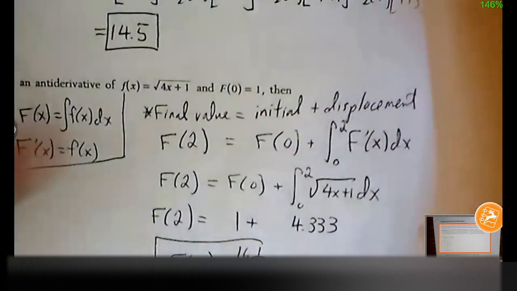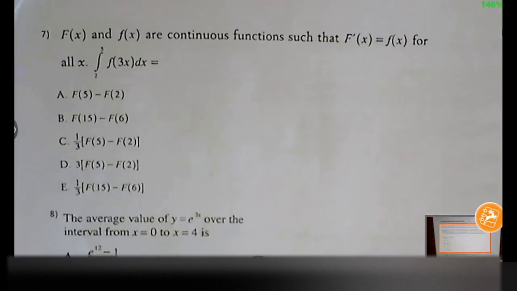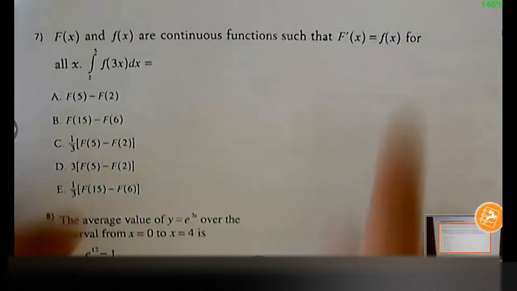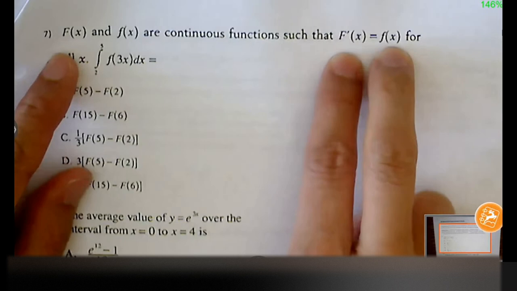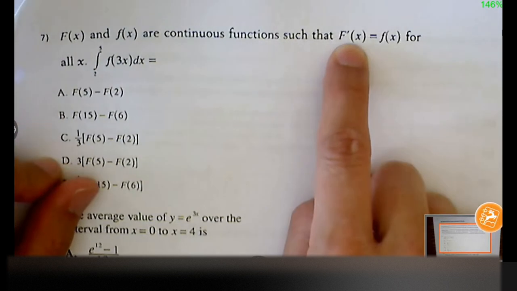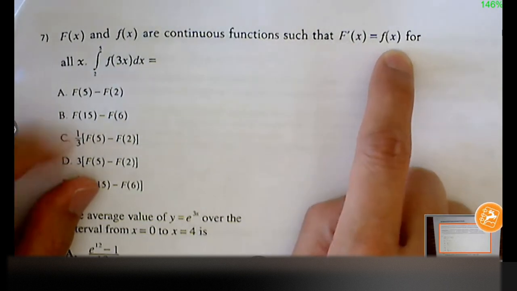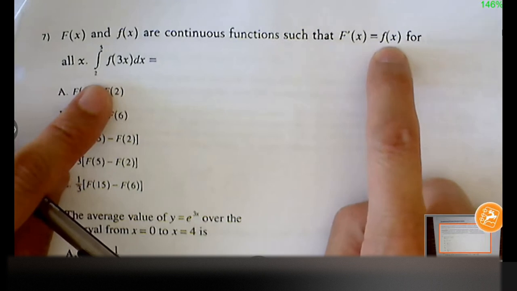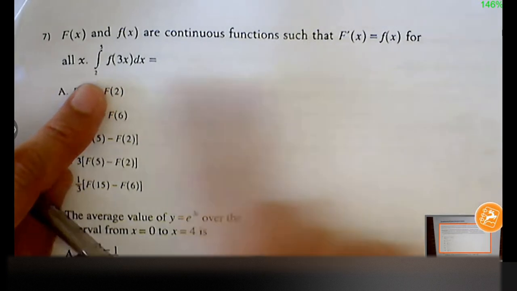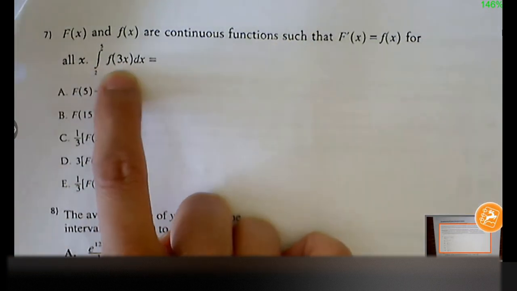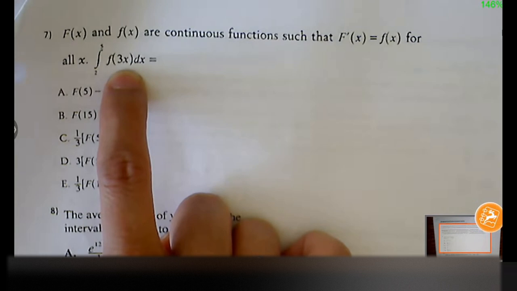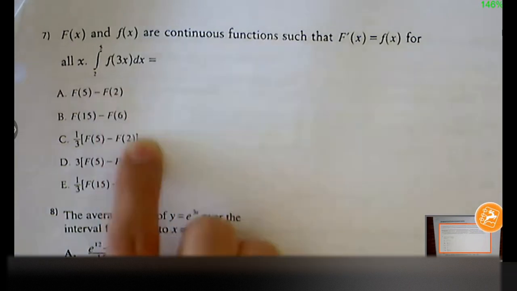All right, so number 7. Okay, uppercase and lowercase f are continuous functions. Uppercase F prime is lowercase f of x. Okay, so we know the antiderivative of lowercase f is going to bring us up to uppercase F. So whenever I see this notation, I know I've got to go through a little bit of u substitution. Let a u value be what's inside the parentheses.